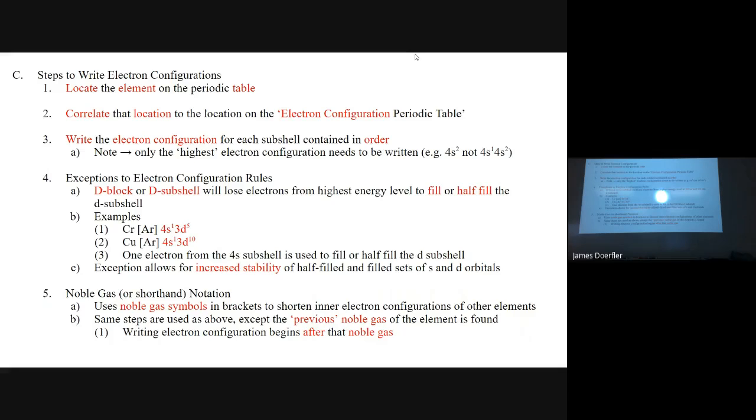Now, as you go through and do enough electron configurations, you'll find that there are exceptions to the typical rules. The d block and d subshell oftentimes lose electrons. They don't necessarily follow the rules. And I'll be honest, I try to steer you clear of any elements that don't follow the rules. So with that being said, in some of the practice ones, I have actually changed at least one of them.